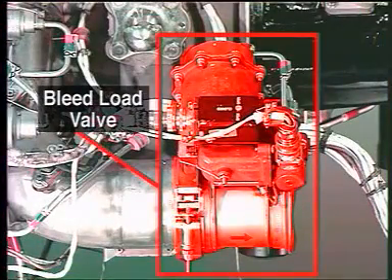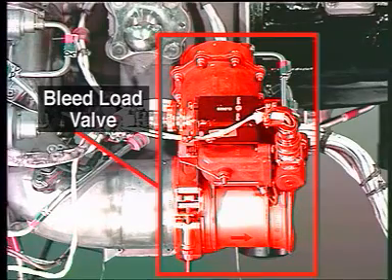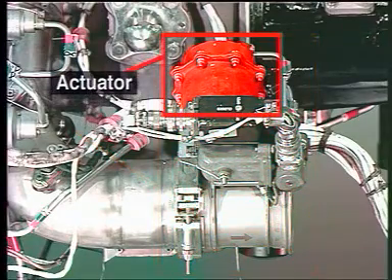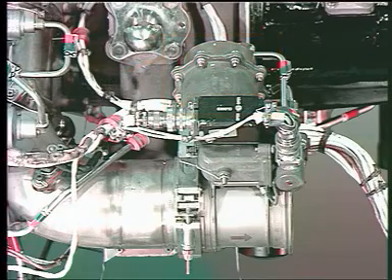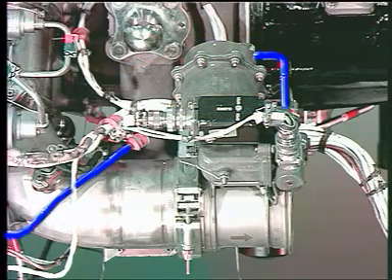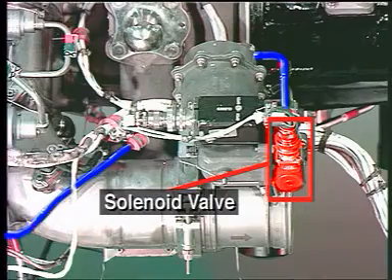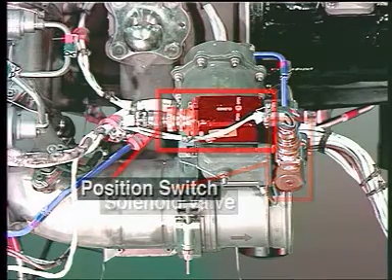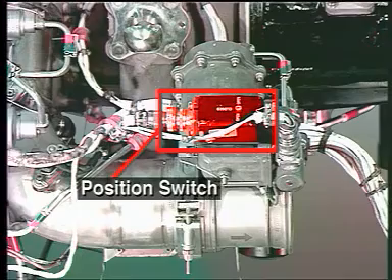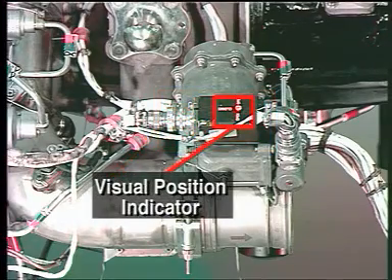The bleed load valve is installed on the front of the bleed air manifold. It is operated by an actuator that uses high-pressure air from the power section compressor, which is routed through the surge control valve high-pressure air manifold. The high-pressure air is controlled by a solenoid valve. The bleed valve position is indicated by a position switch and a visual position indicator.